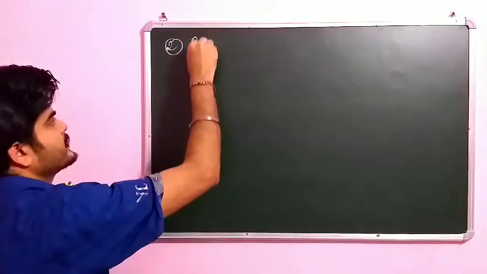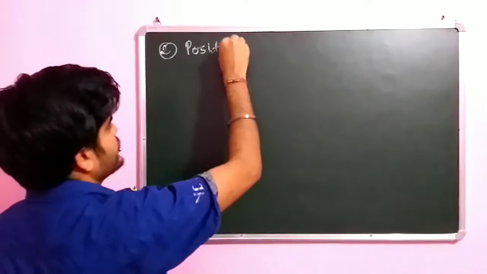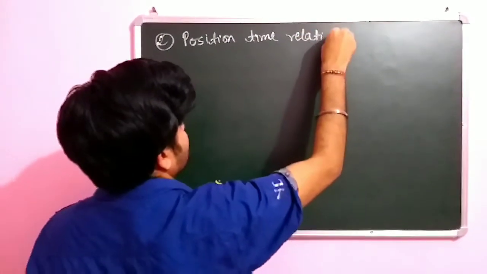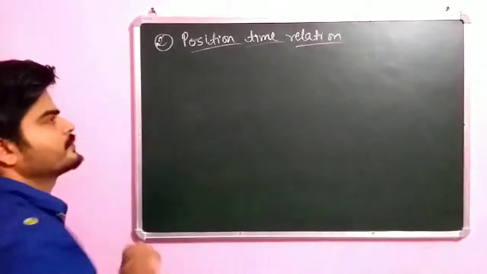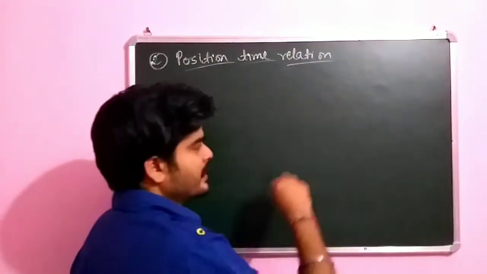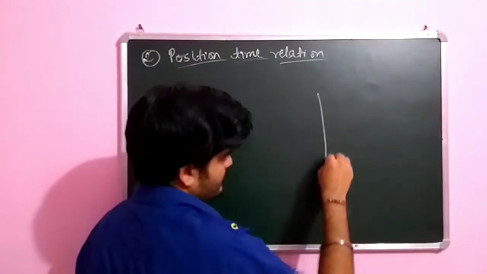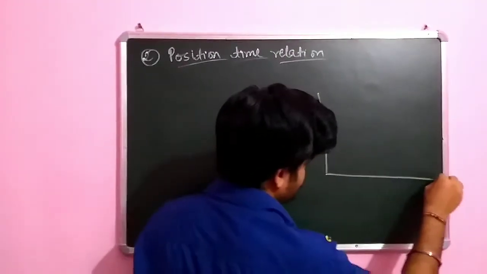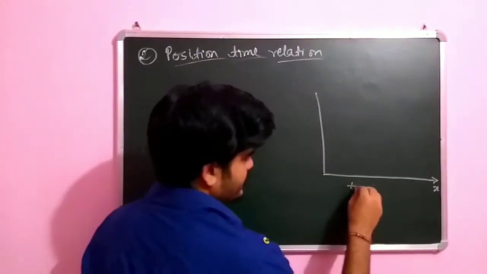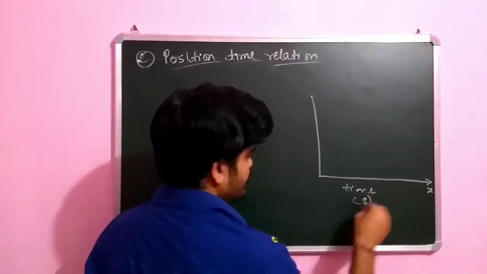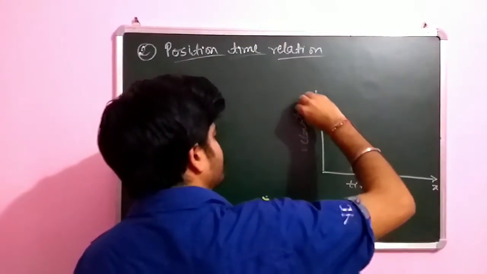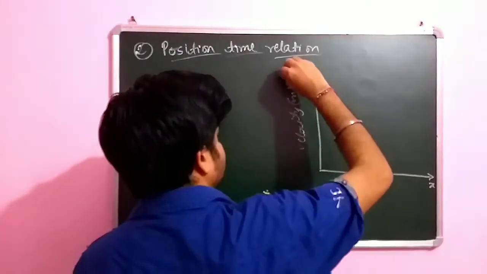Second relation is position time relation. This is our second equation of motion. We have to draw the velocity time graph again for deriving this equation of motion. On the x-axis we have taken time in seconds. On the y-axis we have taken velocity in meter per second.